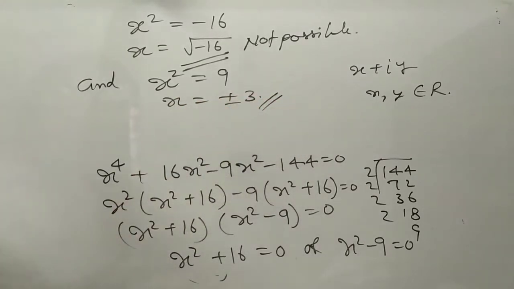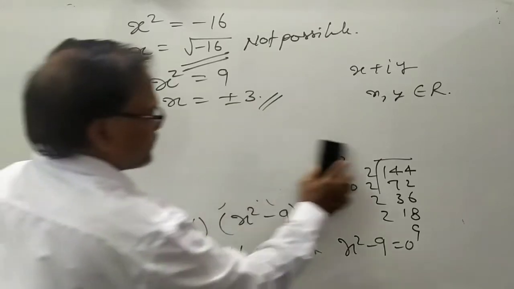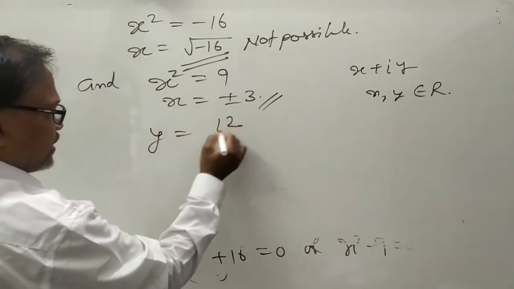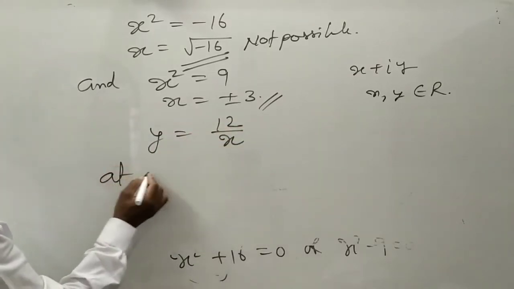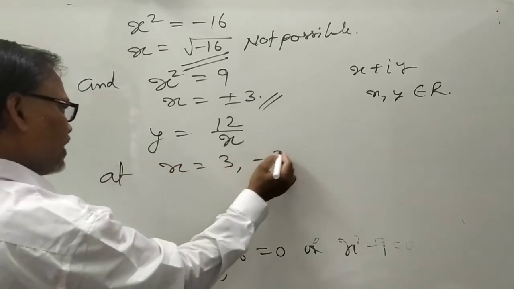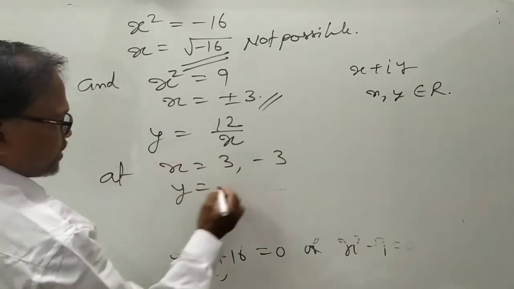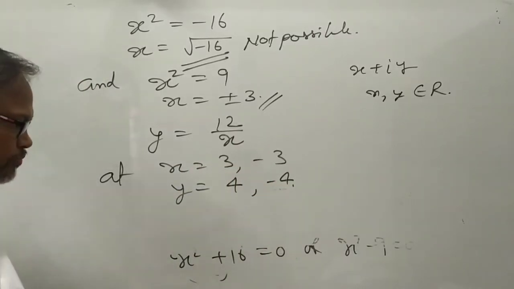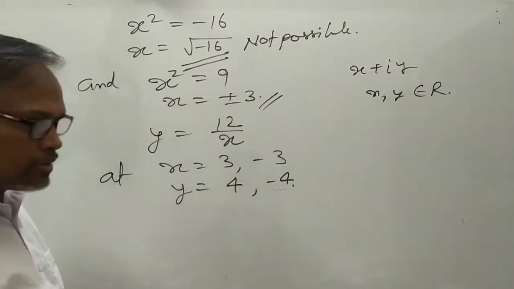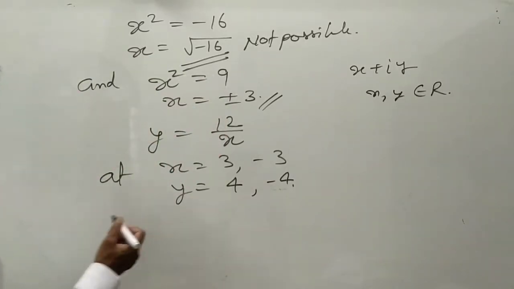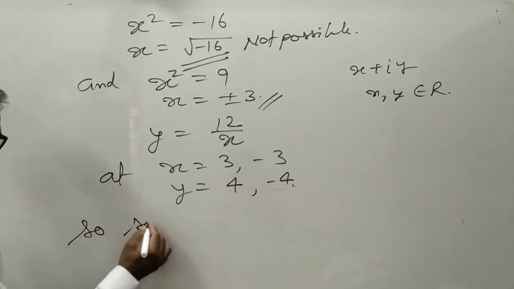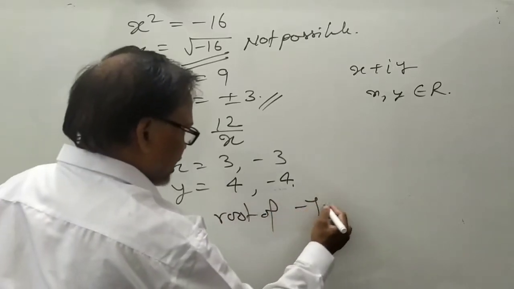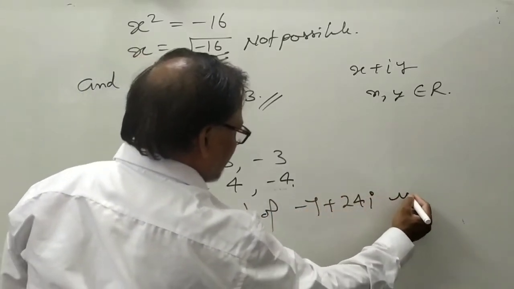These are the numbers and thereafter you find the value of y. अब x की जगह y is equal to तुमको मालूम है कि 12 by x था, तो at x is equal to 3 and minus 3, तो y will be 4 and minus 4. So what will be the answer? Means the square root of the minus 7 plus 24i. So you will put square root of minus 7 plus 24i.